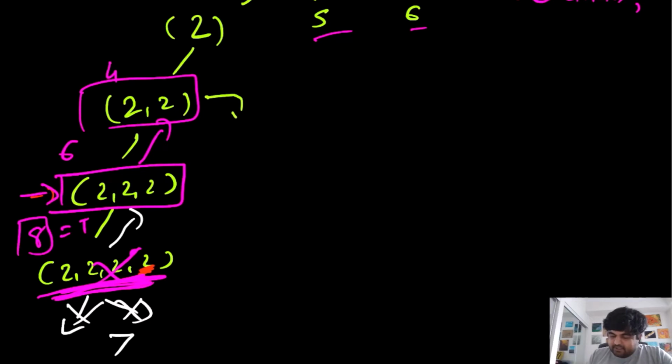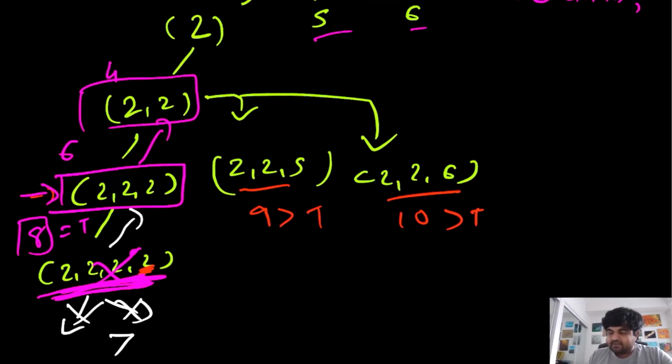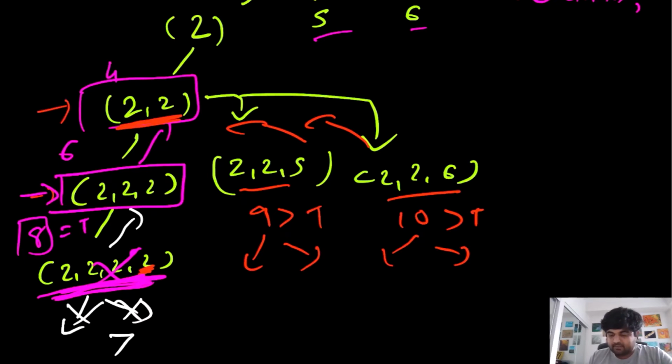One possibility we can have over here is 2, 2, 2, which we already checked. The next possibility could be 2, 2, 5, and the next possibility would be 2, 2, 6. So the sum of these values is 9, and the other is 10. Again, both are greater than whatever target value we had, which means that we cannot go down. So we will go back. We went back. Over here we check that we went through all the possibilities, which means that we are done over here. So we can't go down any further on this path, but we can go up.